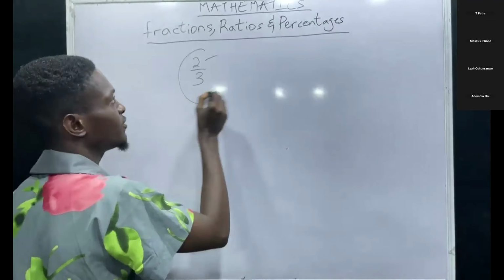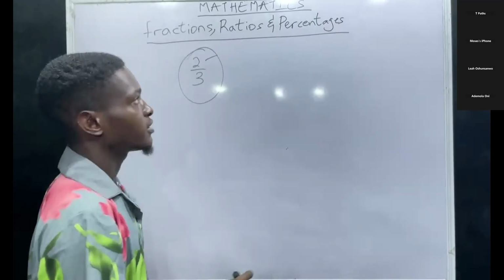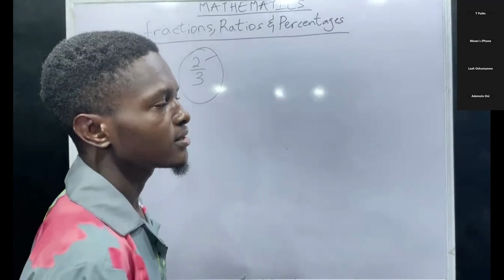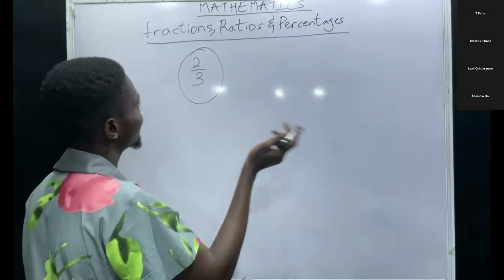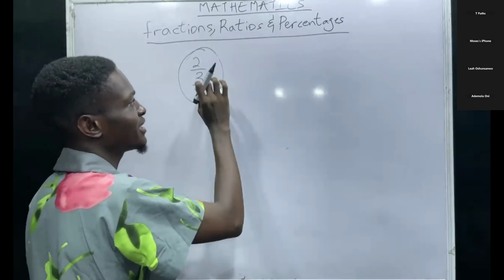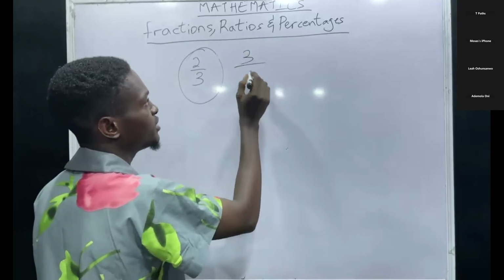This kind of fraction, what are these kinds of fractions called? Anybody? Proper fractions. Proper fractions are fractions whereby the numerator is lower than the denominator, while for improper fractions, the numerator is greater than the denominator.